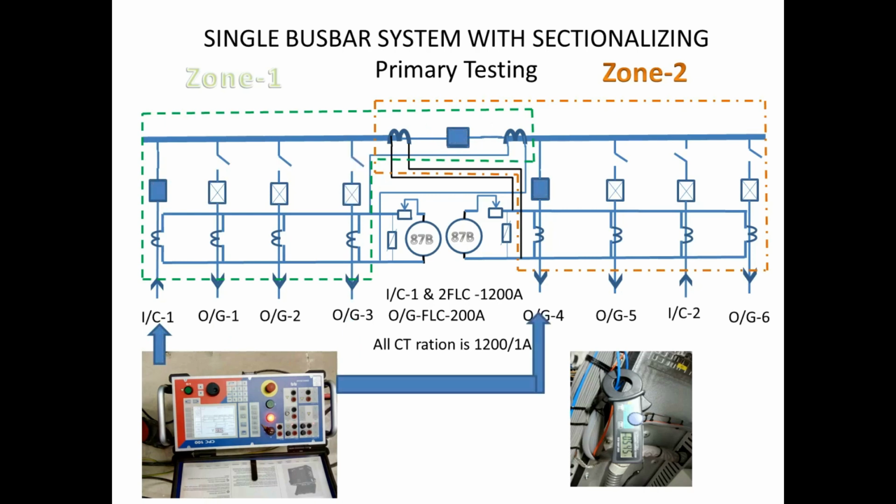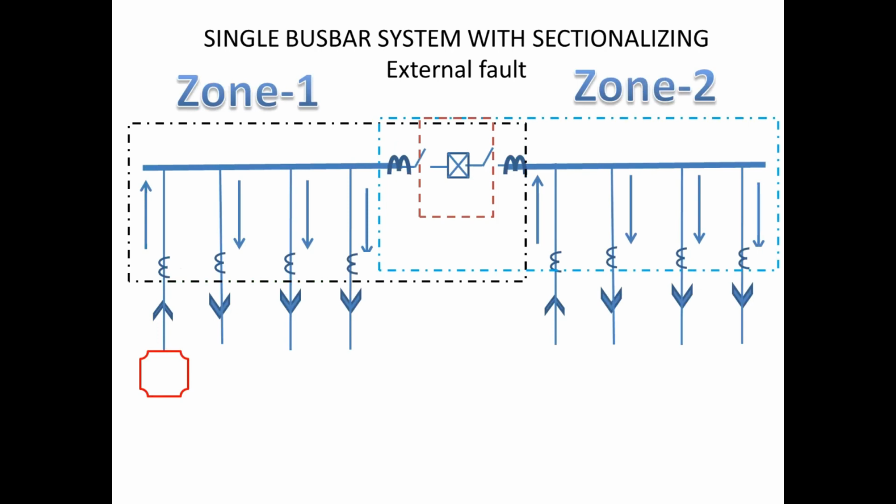For checking the bus coupler CT, we have to close the bus coupler isolator and breaker, and also we have to connect the out cable to the outgoing of the other bus. Here I am going to connect on outgoing 4.